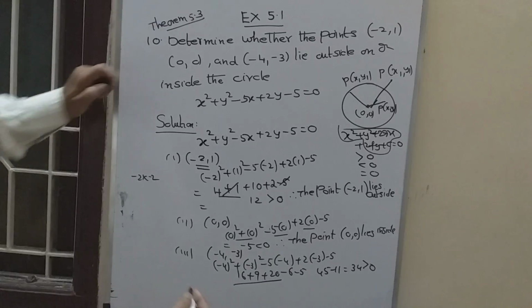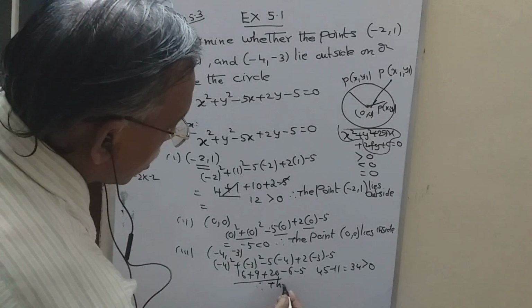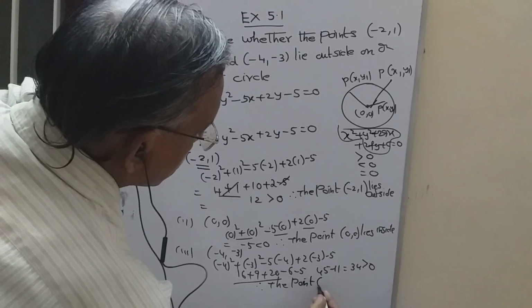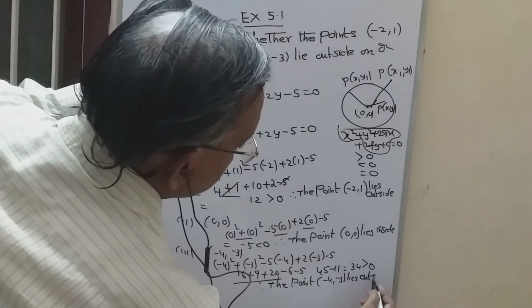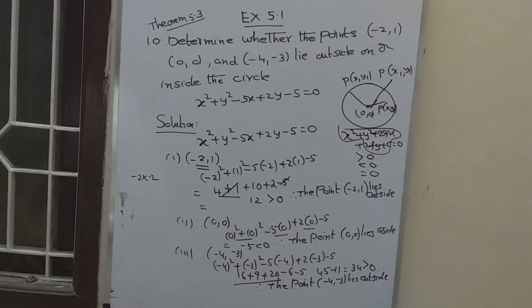So what is your conclusion? The point (-4, -3) lies outside the circle. The same problem is there in the example also. Okay, students, very easy problem. Just we need to substitute the given point in the given circle. If it is greater than 0, point P lies outside. Less than 0, the point P lies inside. Equal to 0, the point lies on the circle.